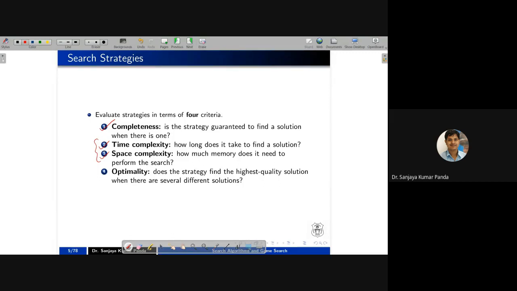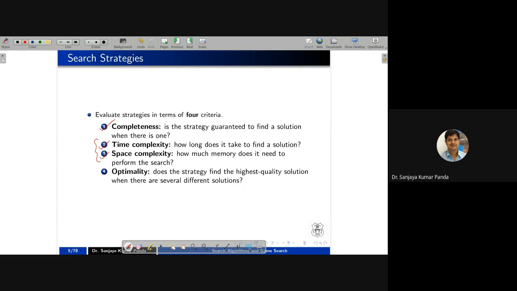Similarly, you also need space to keep things. So you have to see how much memory it needs to perform the search. Generally, we assume that the search space is very large, and similarly we also assume that the memory is infinite. But in real life, the memory is finite.